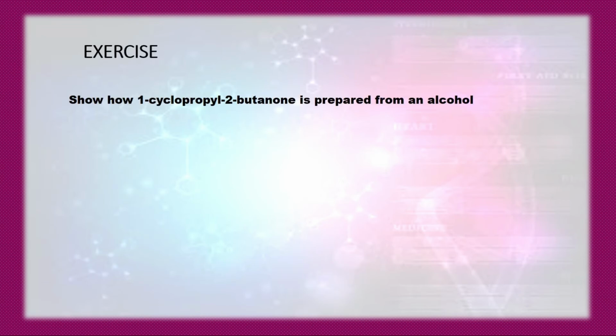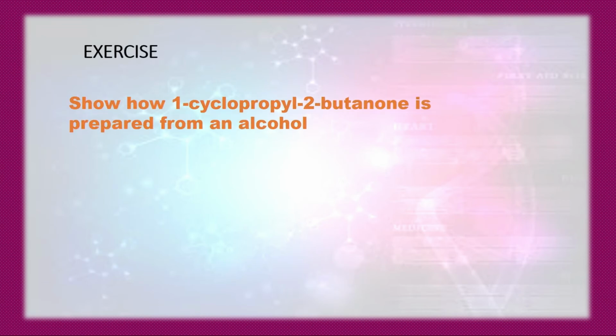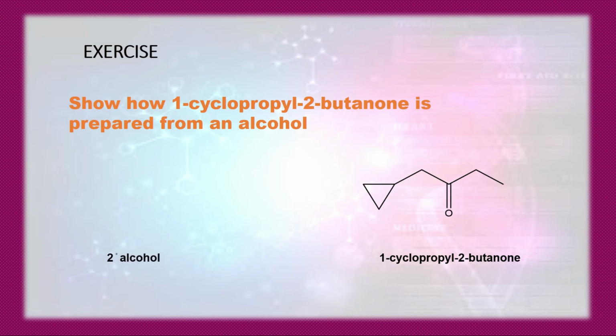Let's do an exercise. Show how 1-cyclopropyl-2-butanone is prepared from an alcohol. To solve this problem, first of all, you should draw the structure of the compound given. Since the product given is a ketone, you can predict that the reactant of this reaction must be a secondary alcohol.